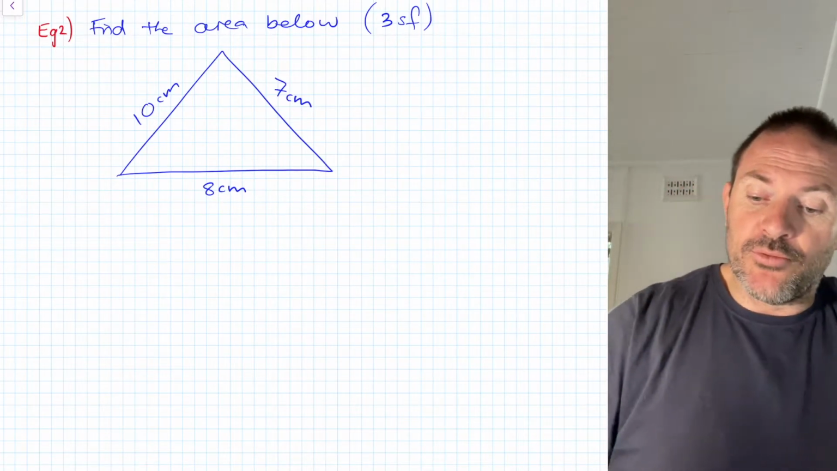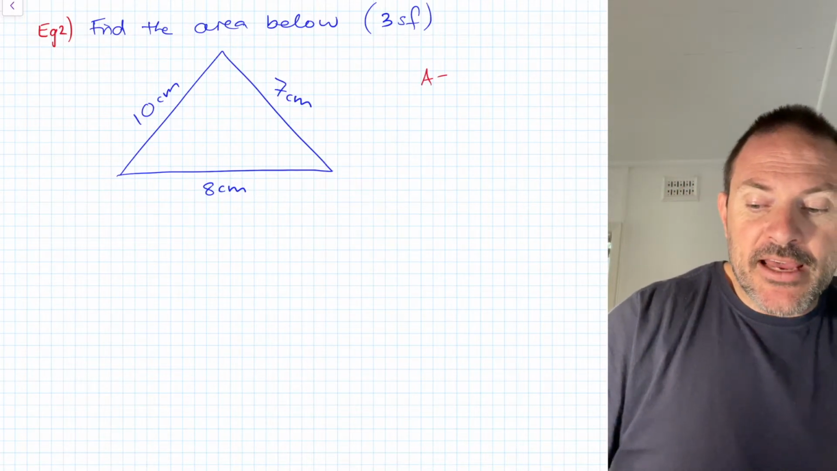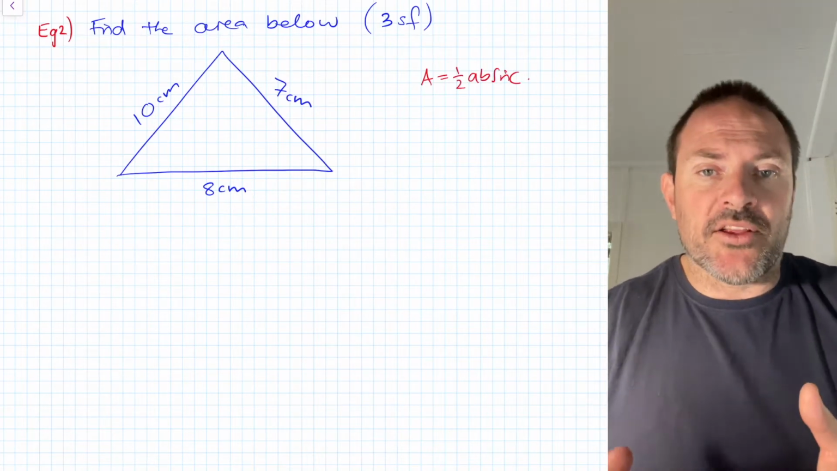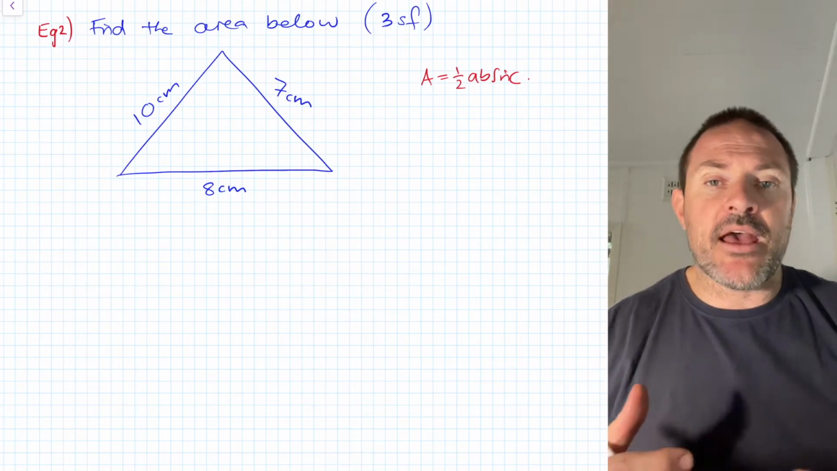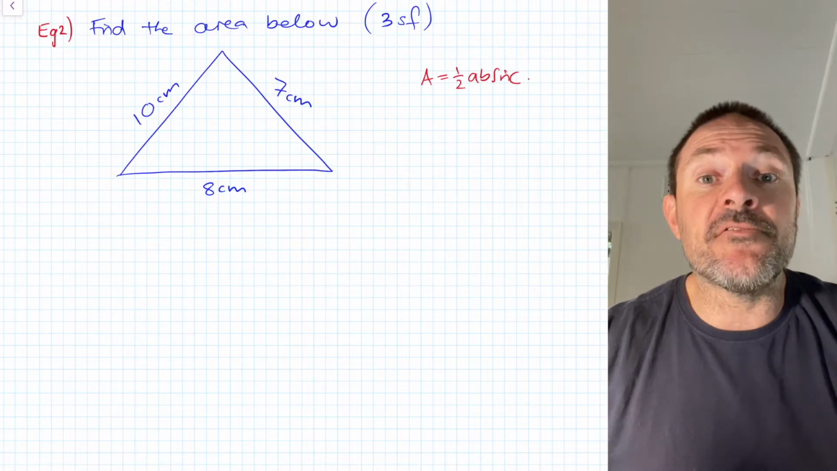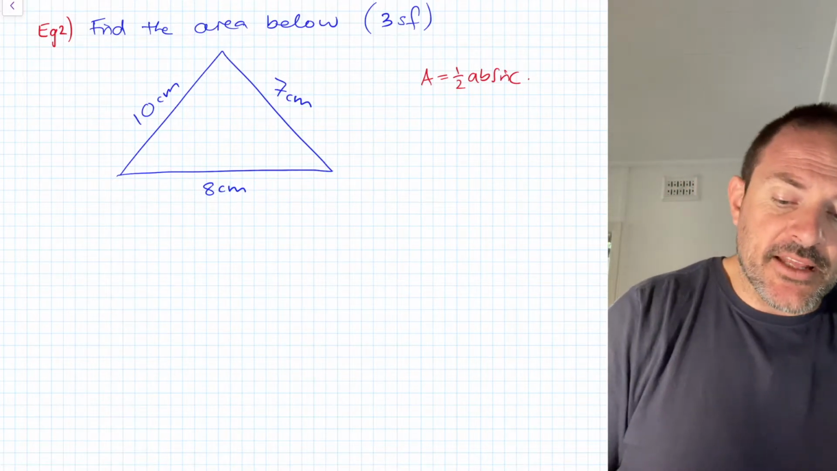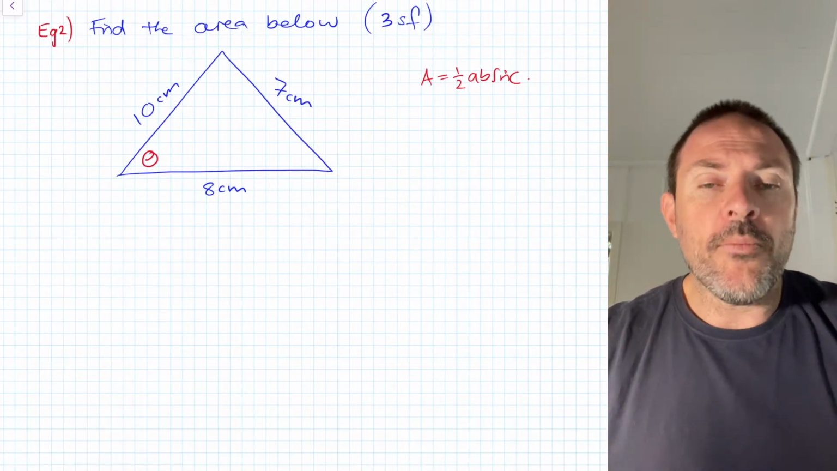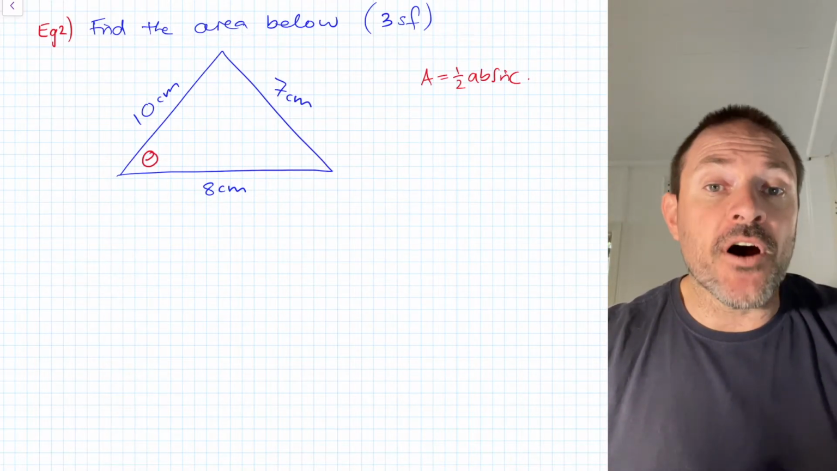So if I write down my little rule of half A times B times sine C, well, we have three sides to choose from for A and B, but none of them have an angle. So we get a bit stuck. So I wonder if you can think of a way to find an angle. In this instance, you might say, well, what if I put an angle there for theta? What perhaps could we use in order to find that angle?